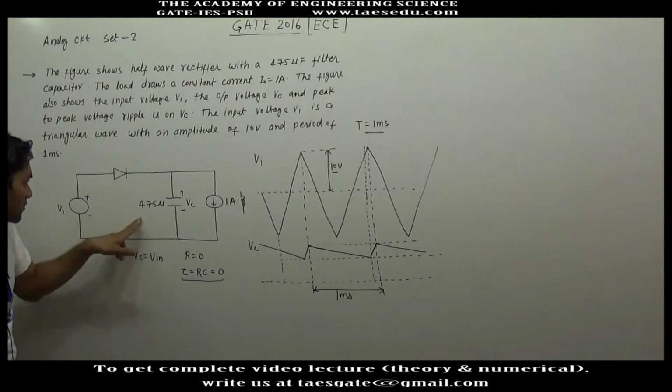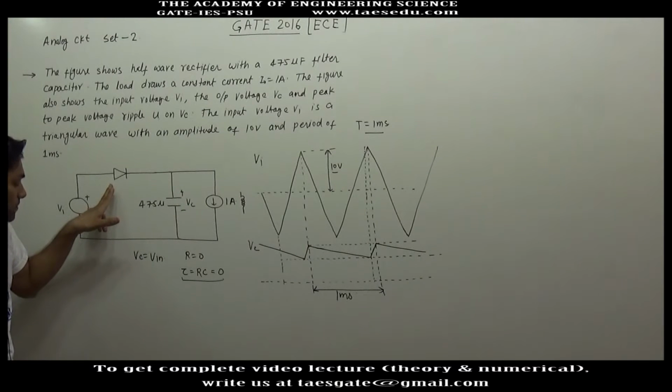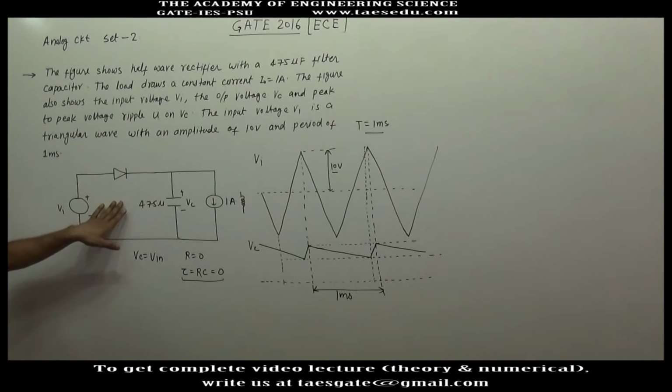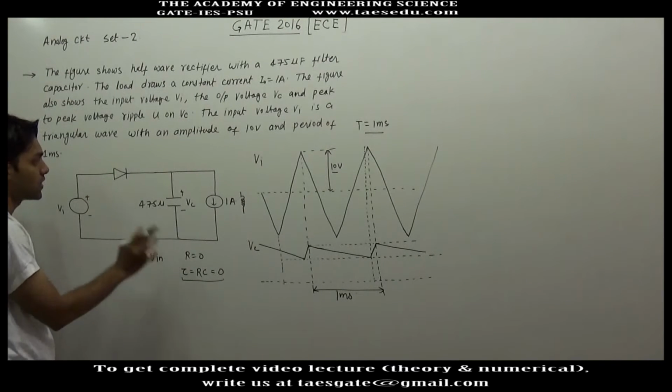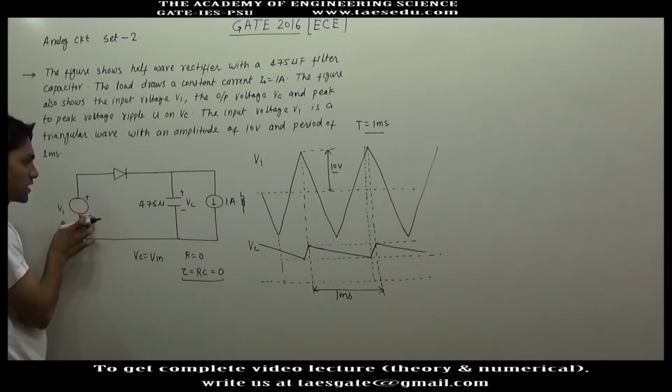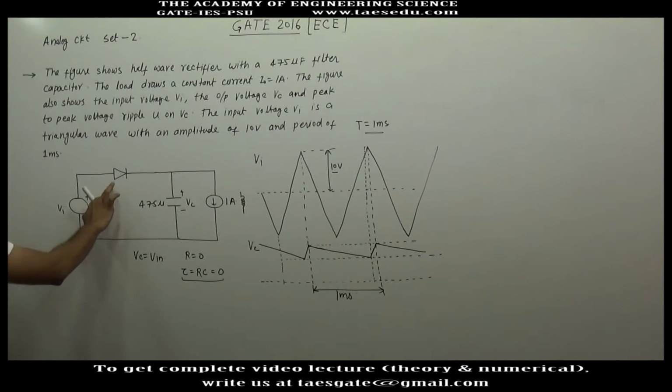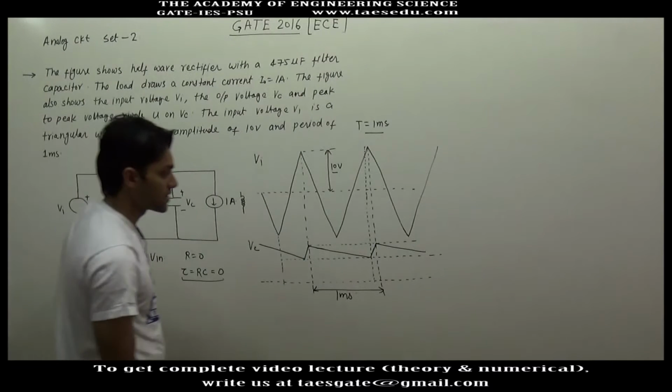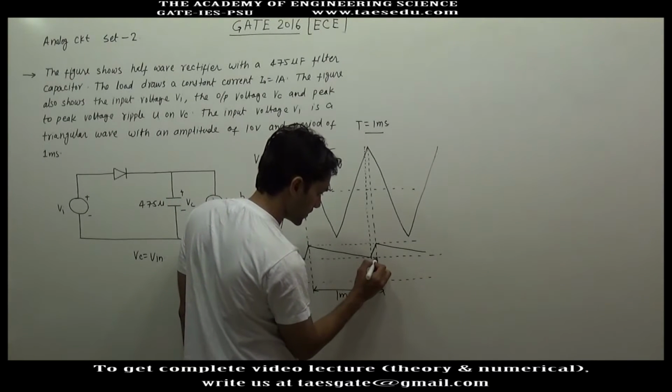So if time constant of this circuit is 0, this circuit will be very fast. In fact, this will be infinite. This circuit will be very fast. So there will be no delay between the capacitor voltage and the input voltage. Whenever diode is connected, the capacitor voltage will follow the input voltage as it is happening between this interval.